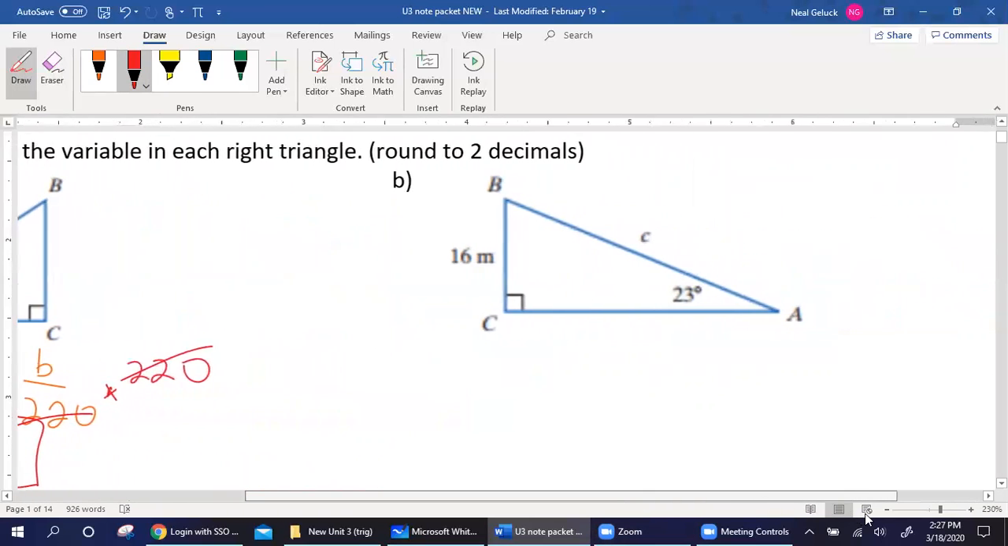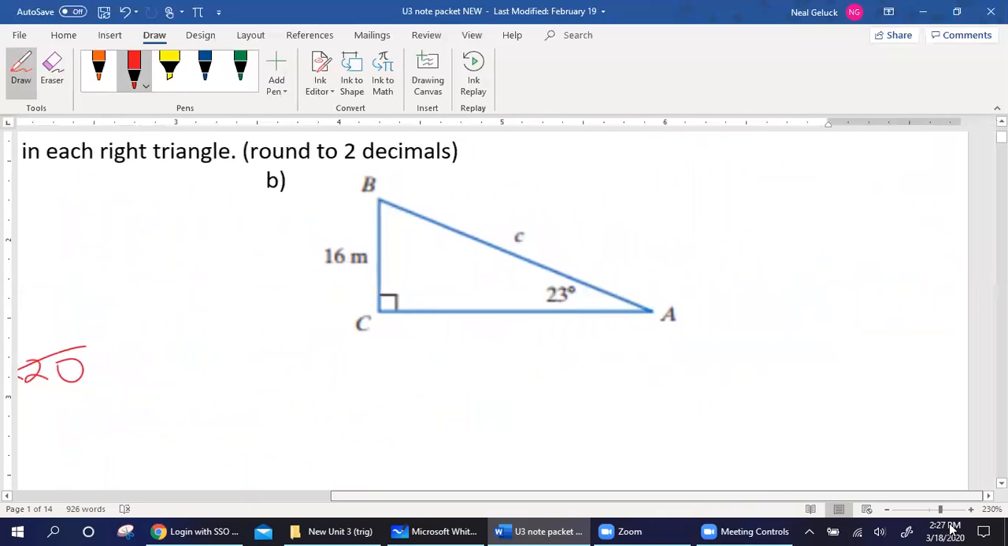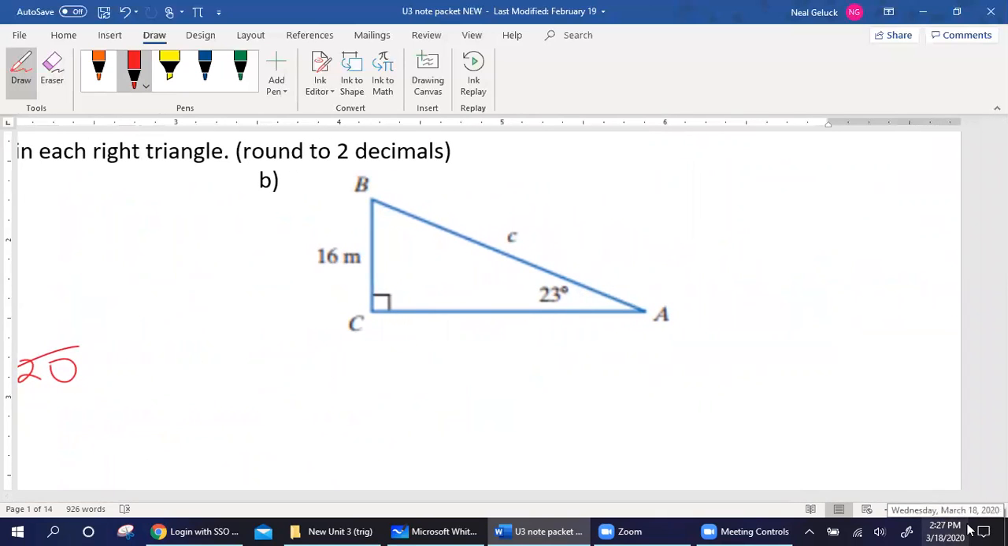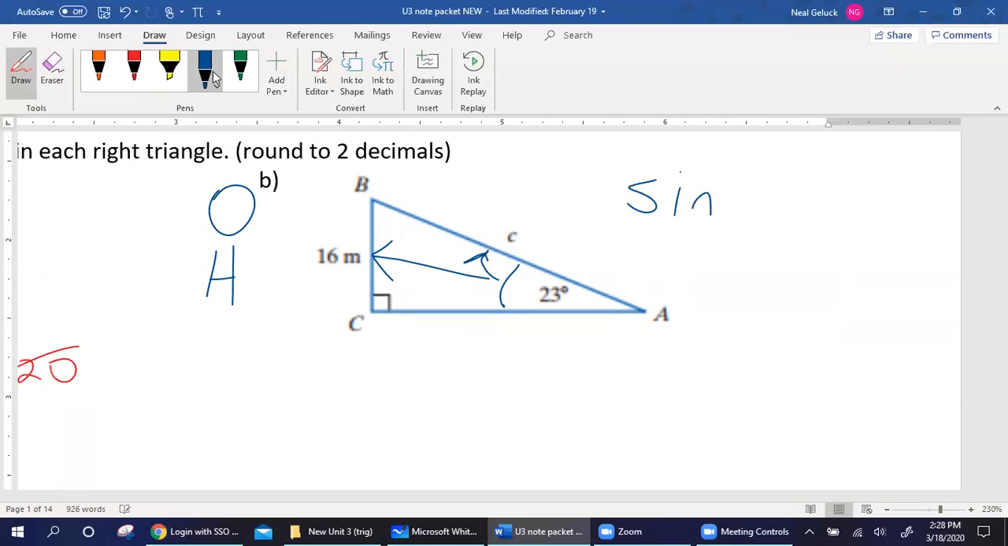For letter B, again, I got to figure out what trig function am I going to use: sine, cosine, or tangent. So from my angle, I have opposite, that's the O, and I'm looking for hypotenuse. So opposite hypotenuse, that's the sine function. So sine of the angle is the opposite, 16, over the hypotenuse, which is C.